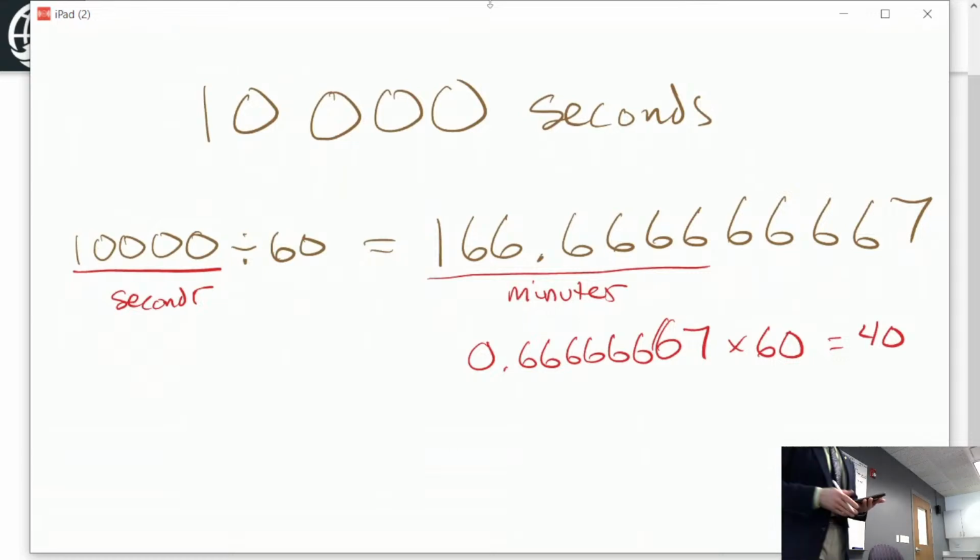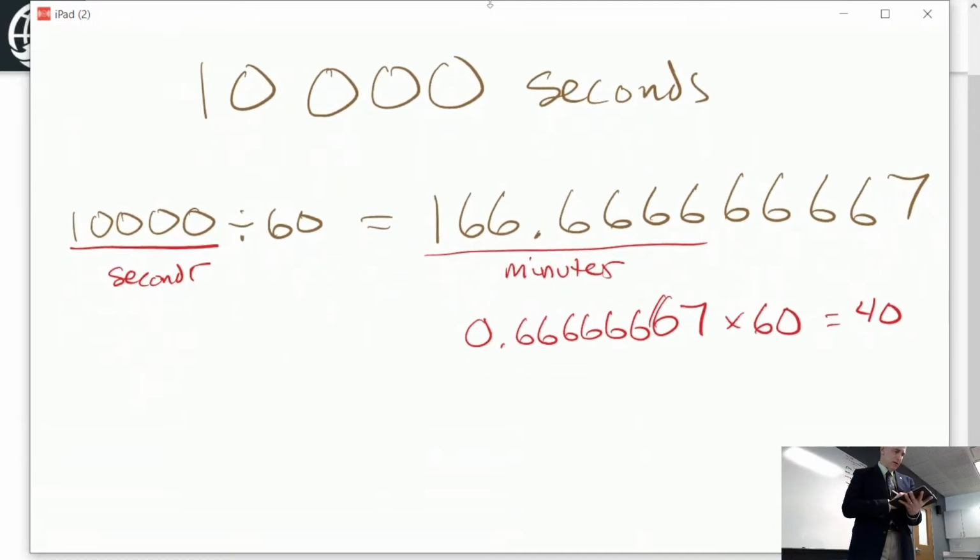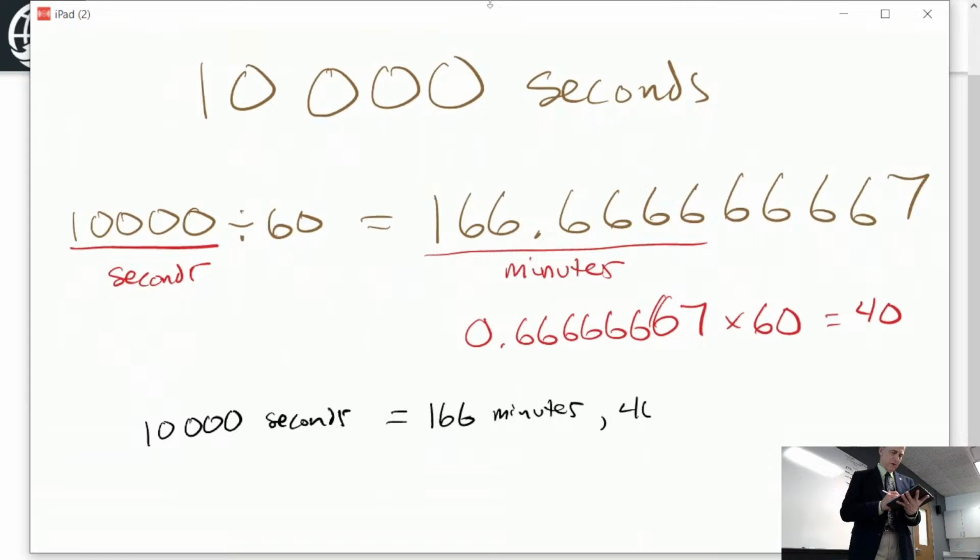Okay, so what we got now is this. Let me just show you. This is 10,000 seconds, which is equal to 166 minutes and 40 seconds. I know that's kind of confusing, but here's the way I do it. And you can do it your way, it's fine.